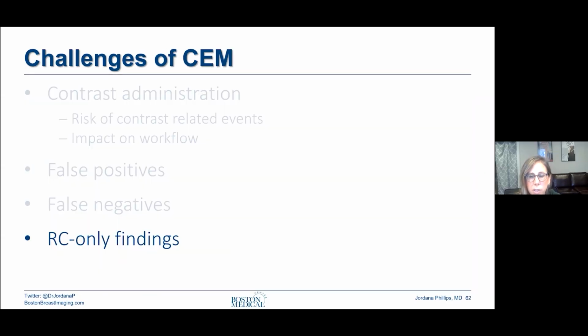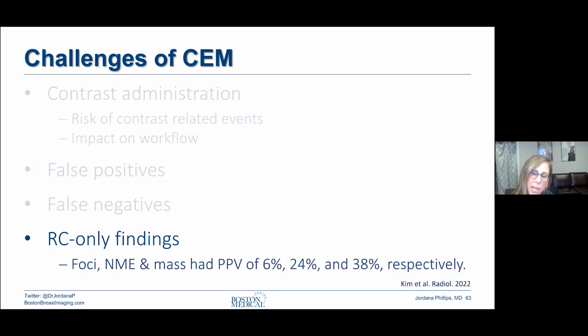Another challenge of contrast mammo, and this is really more of an implementation challenge, has to do with recombined only findings. We know from the literature that even if you see an abnormality on recombined imaging only, even if it's only one view, you have to take these seriously. One of the studies put out by Kim and colleagues showed that foci, non-mass enhancement and mass enhancement had positive predictive values of at least 6%, all the way up to 40%. So you have to address these if you see them.